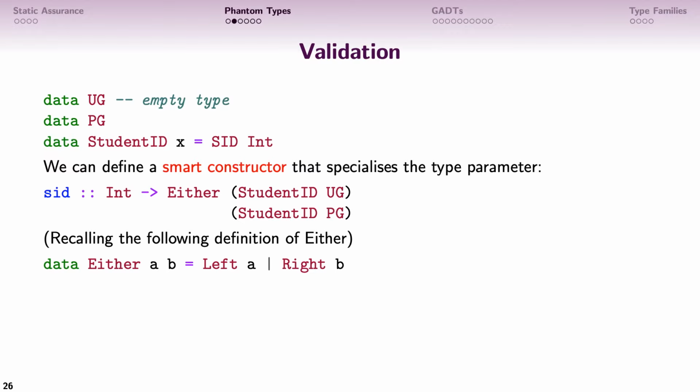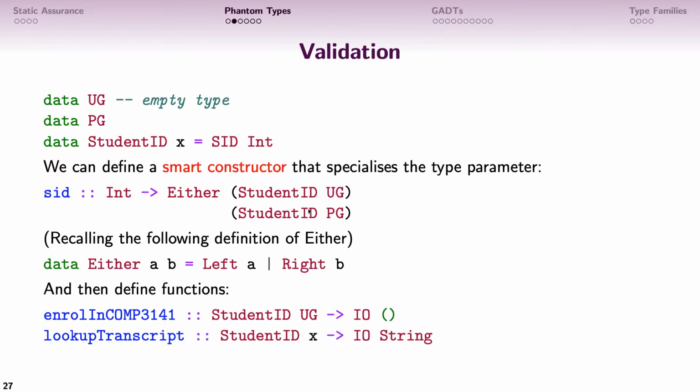And then if we define functions like enroll in COMP3141, and it took in a student ID undergraduate to IO, then it's impossible for me to then pass in a student ID postgraduate to enroll in COMP3141, right? So if I only ever use this smart constructor, if I hide this regular constructor behind a module barrier or something, and I only ever use lowercase SID to construct these student ID types, then it would be impossible for me to pass in a postgraduate student to enroll in COMP3141. The type system would prevent it.